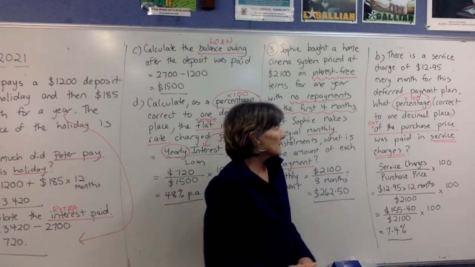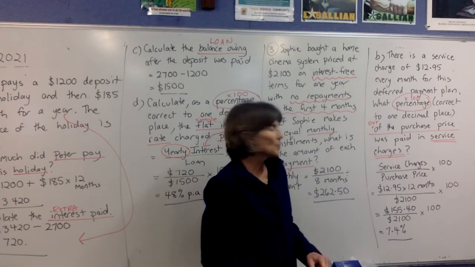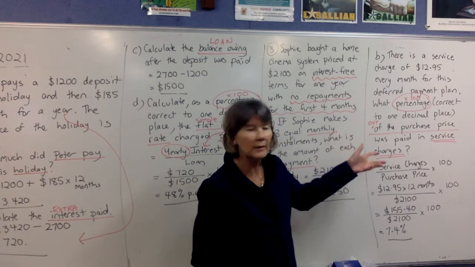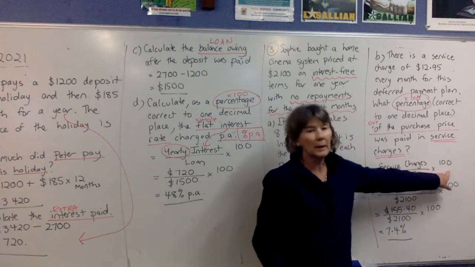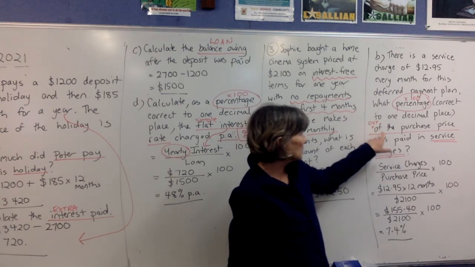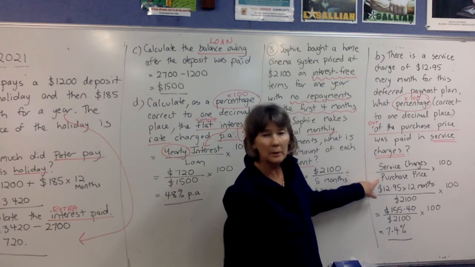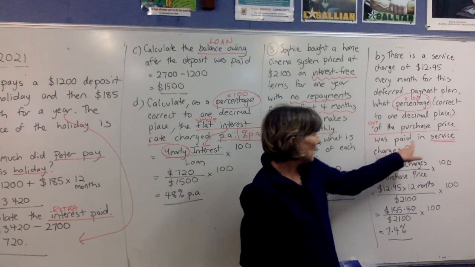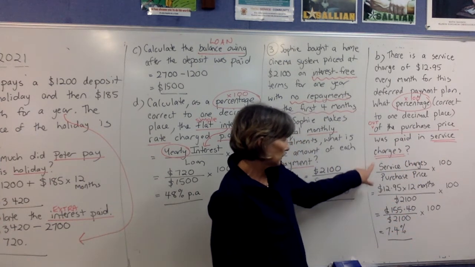So it says what percentage, correct to one decimal place, of the purchase price was paid in service charges. If we analyse the wording in this question, the word percentage means we have to times by 100 in our working. Then if we read the rest of the words, it's of the purchase price. So it's out of the purchase price. So on the bottom, you want your purchase price. Was paid in service charges. Well, that's the other important word, so that's going to be going on the top.